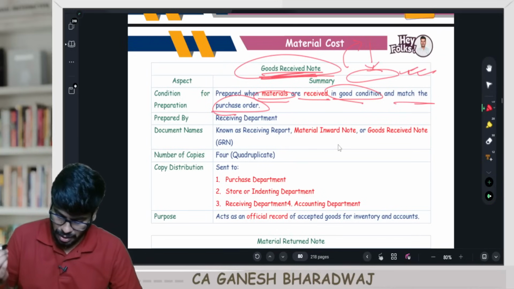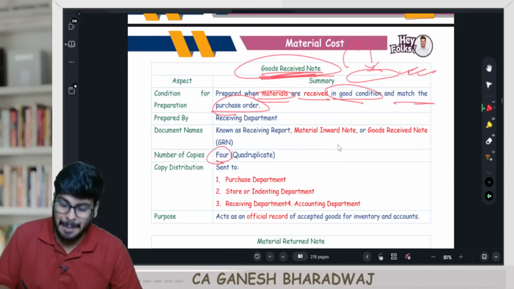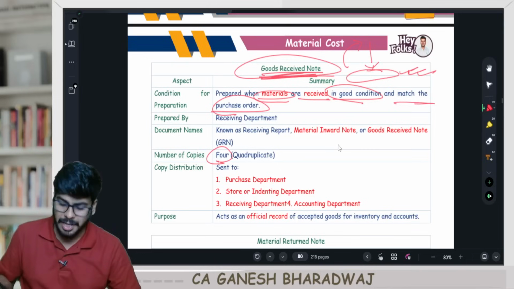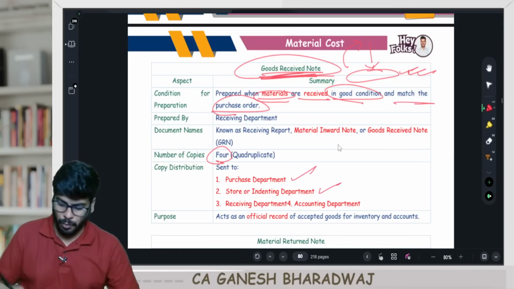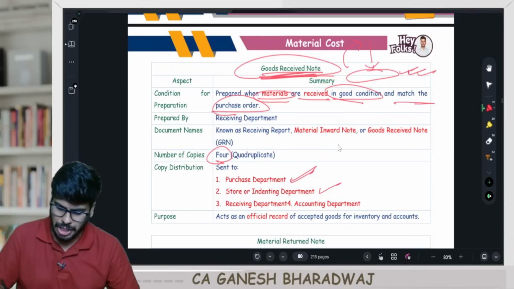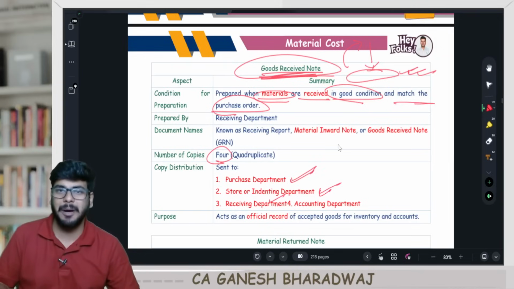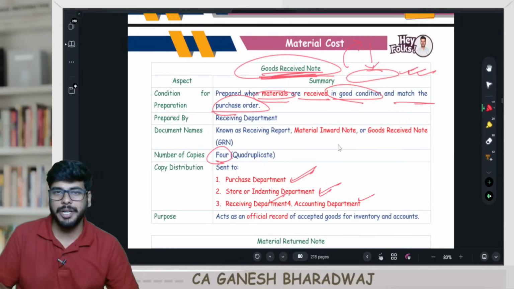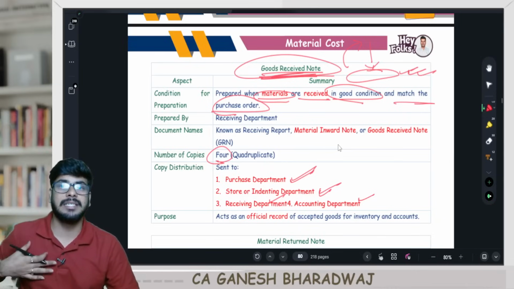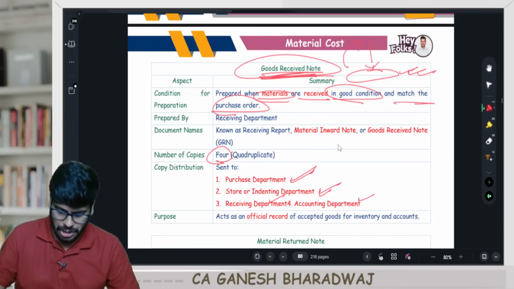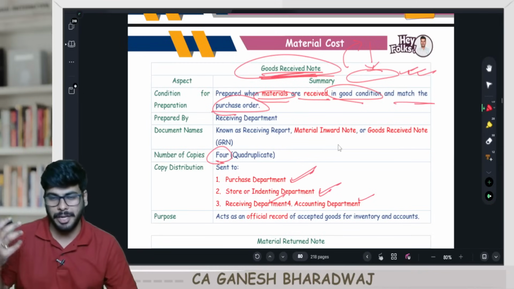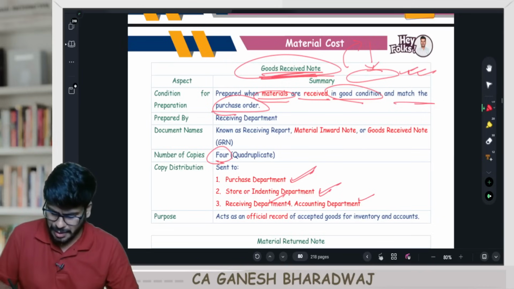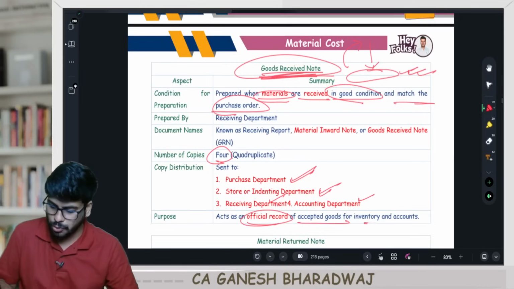So now basically I prepare 4, it's a quadruplet, which means I prepare 4 copies of this GRN. Four copies, why, sir? One is sent to the purchase department, then I send one to the stores, right? Why the purchase department? Because they were the ones who initiated the purchase. Stores department, because they are going to store it. Receiving department, that is the department which actually receives or consumes this particular raw material. And the accounting department, basically the costing department. Why? This needs to be recorded in the books, right? So this will give them all the documents in order to record this particular transaction. What is the purpose? It acts as an official record of accepted goods for inventory and accounts.